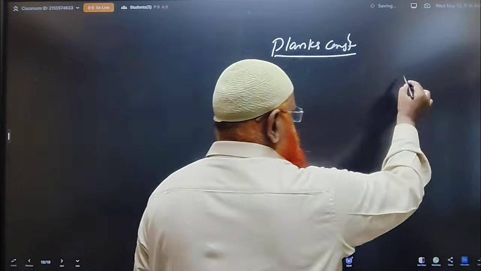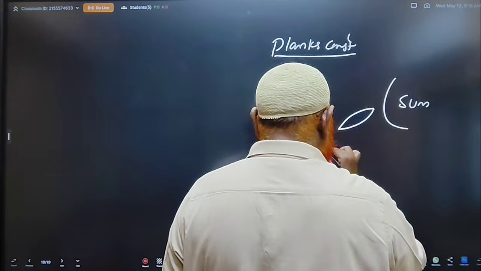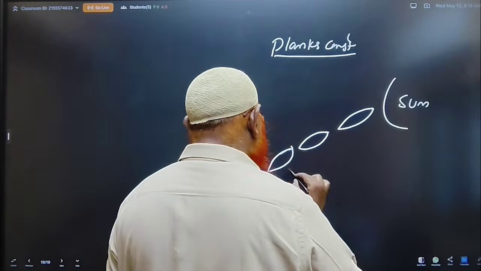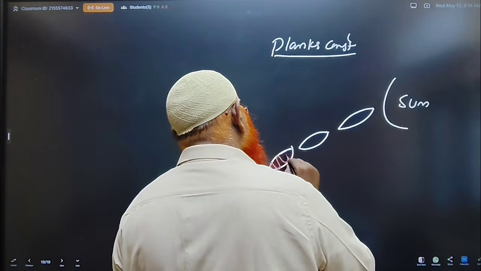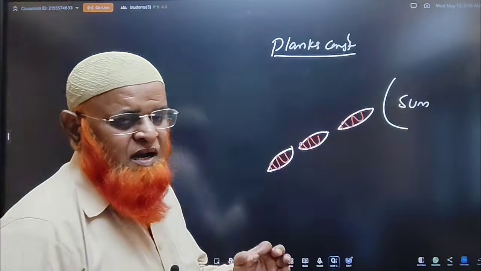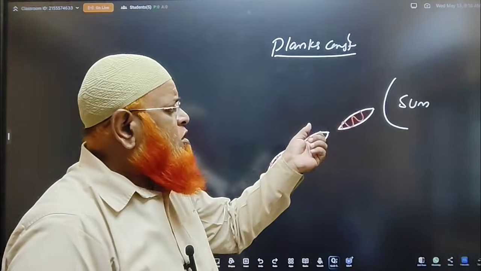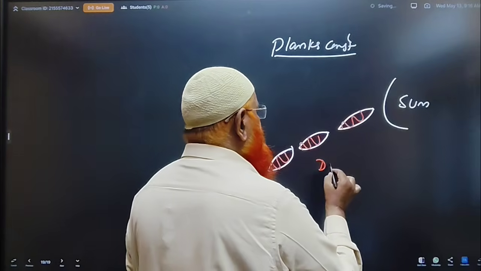So what is that actually? There is a sun. From the sun, light comes in the form of packets. In every packet, there is certain energy, and in every packet, there is a wave. That's why light has both particle and wave nature. Each packet works like a particle, and in that particle there is a wave. That's why it is called dual nature.